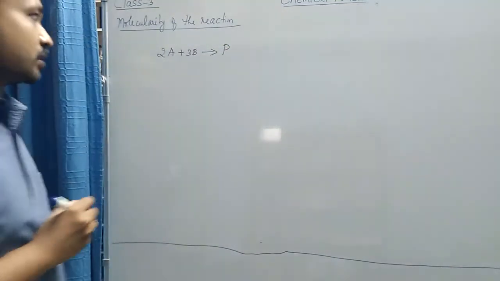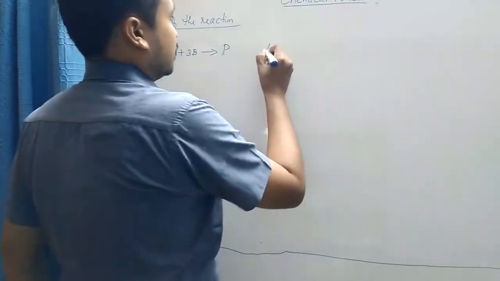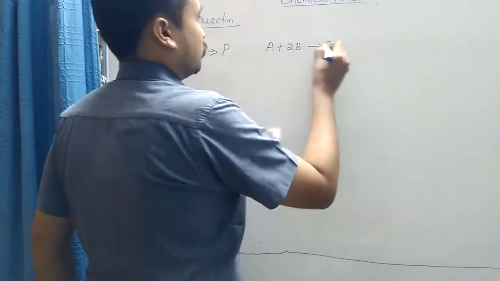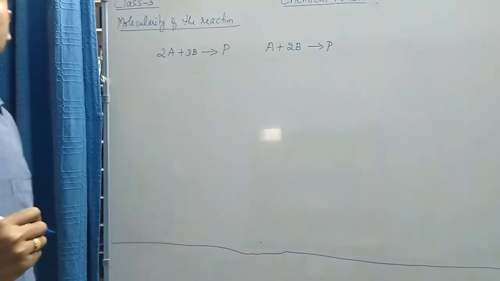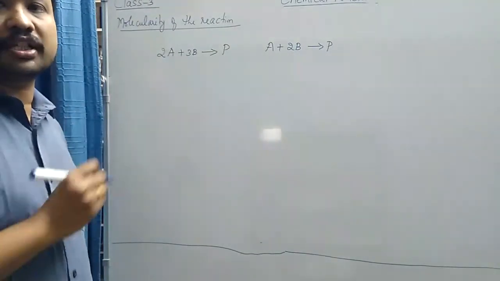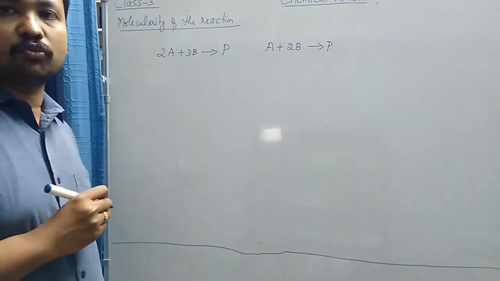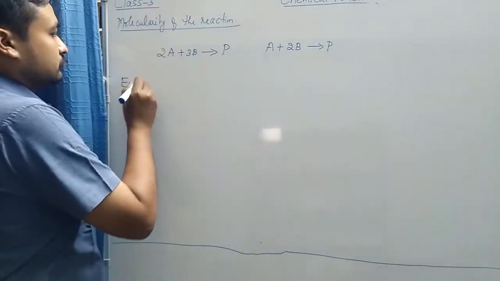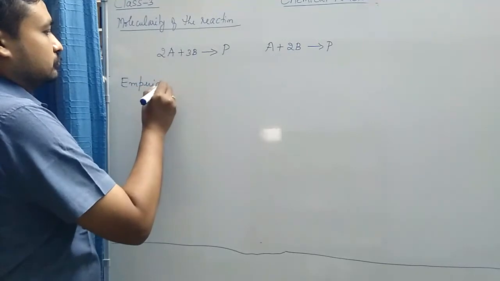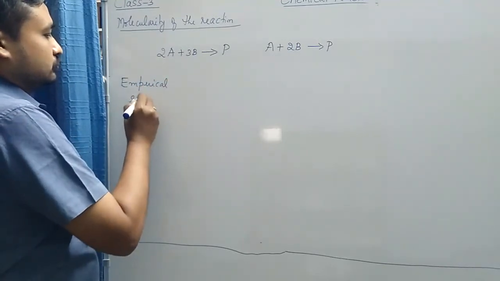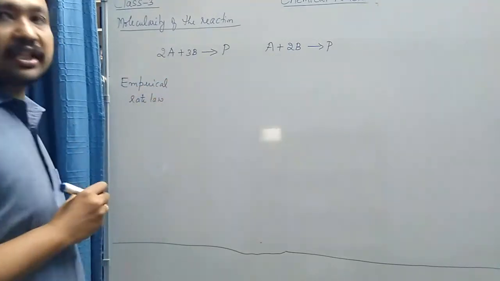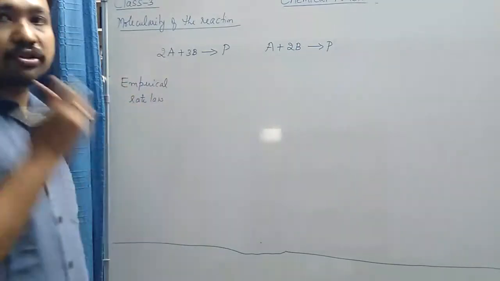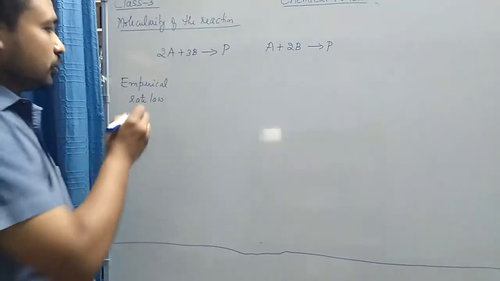Okay, this is one reaction. The other reaction is A plus 2B giving products. Okay. So by looking at the stoichiometric equation, let us try to predict what would be the empirical rate law. Let us try to guess what would be the rate equation or rate law by looking at the stoichiometric equation. So what do you mean by rate law?